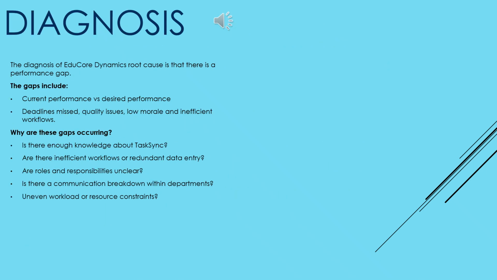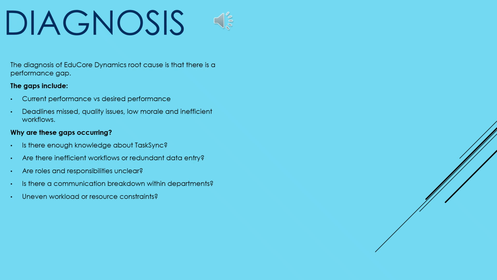The second part of Harless's 13 questions is diagnosing the problem. The diagnosis of EduCore Dynamics' root cause is that there is for sure a performance gap. There's a significant gap between current performance and the desired performance, such as deadlines being missed, quality issues, low morale, and inefficient workflows. So why is this gap occurring?